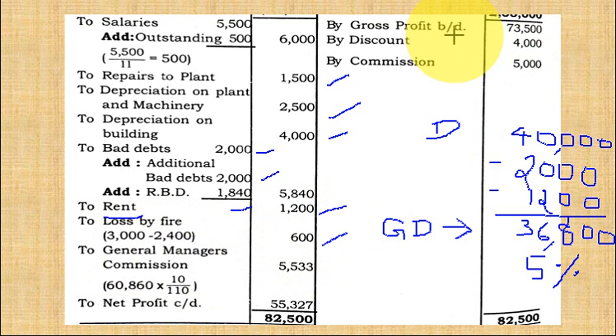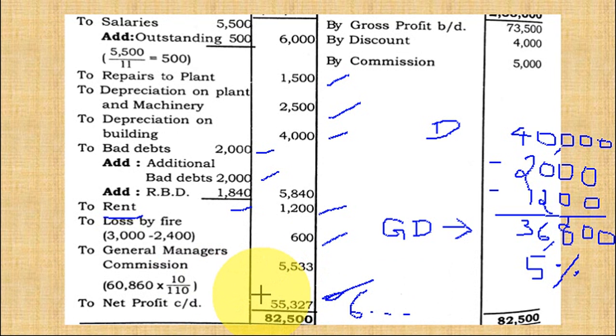Now this side. Gross profit brought down, we'll write first in the beginning. Then discount. Whatever incomes are given on the credit side, you have to write on the credit side itself, because it's a nominal account, right? So discount 4,000, commission 5,000 you are writing. So total of both the sides 82,500. So the balancing figure will come here. The balancing figure will be 60,800. Here it will be 60,800.